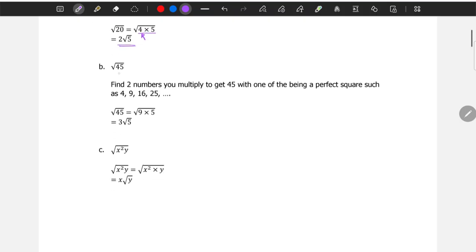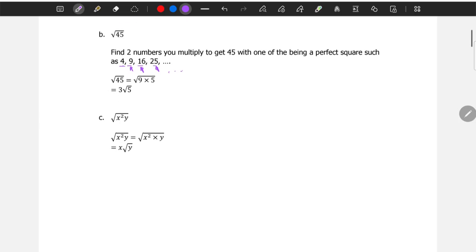Then the next question has square root of 45, and again we look at perfect squares. So perfect squares are like 4, 9, 16, 25, because that's 2 squared, 3 squared, 4 squared, 5 squared, and on and on. So 45 is 5 times 9, and 9 is a perfect square because that's 3 squared. Then we factor out 3, and we end up with 3 square root of 5.